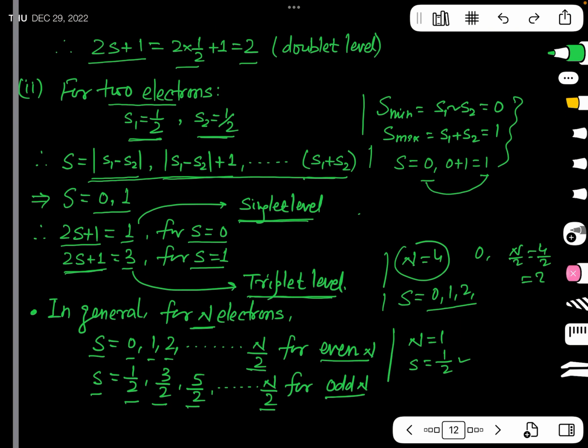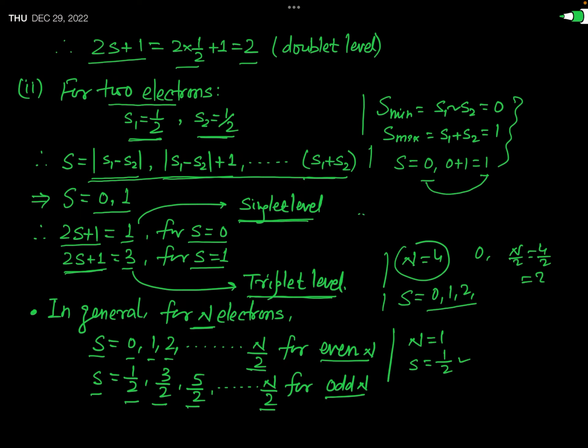And if, let us say, n is equal to 2, this is an even number, then you can see what the values will be. Values will lie between 0 and 2 by 2, that is 1. So there will be only two values, 0 and 1.